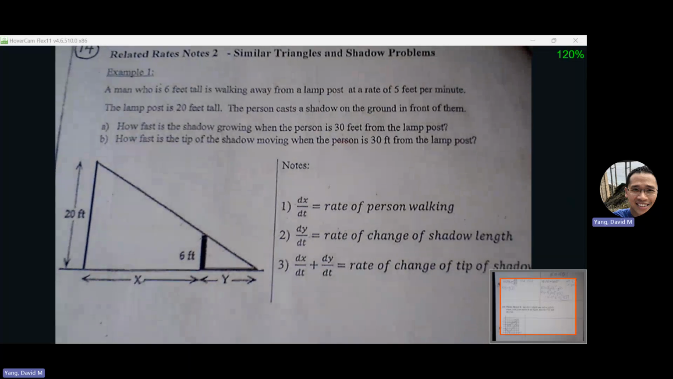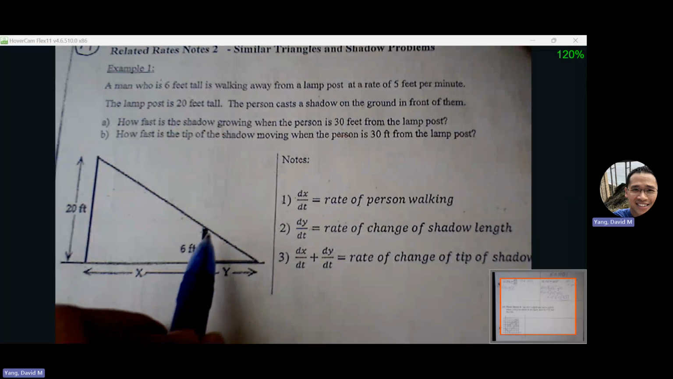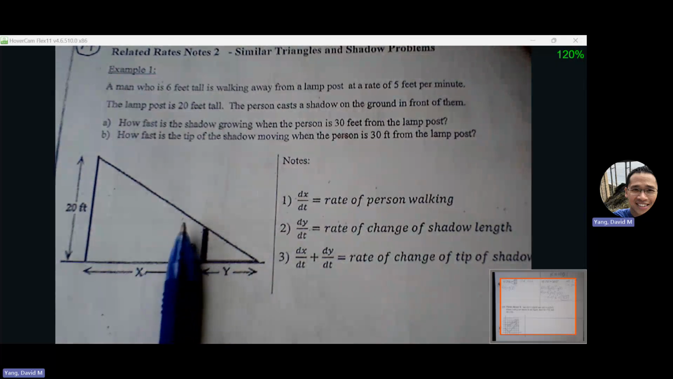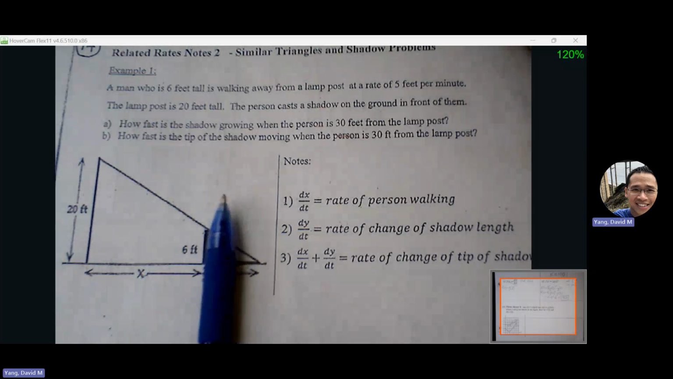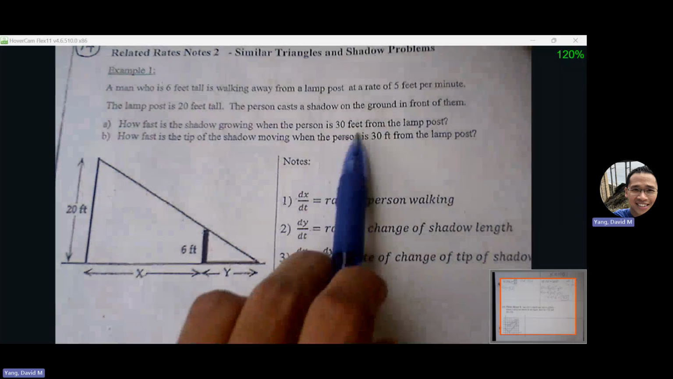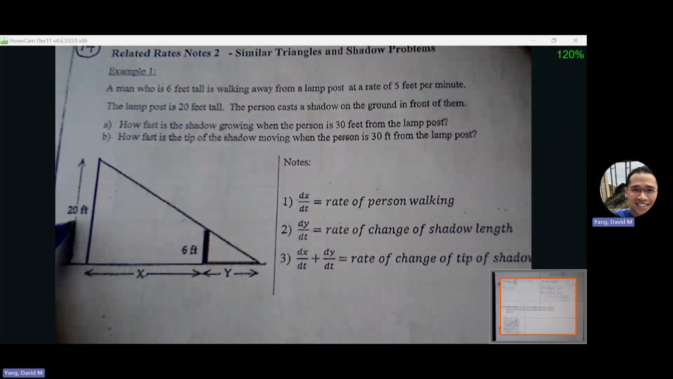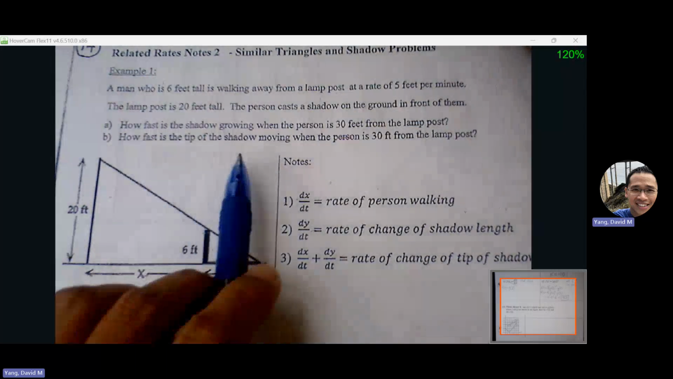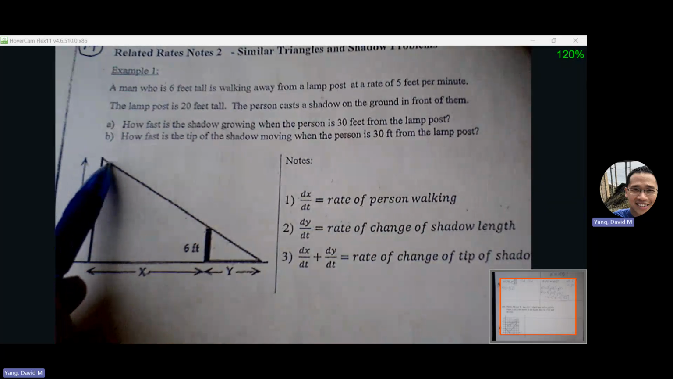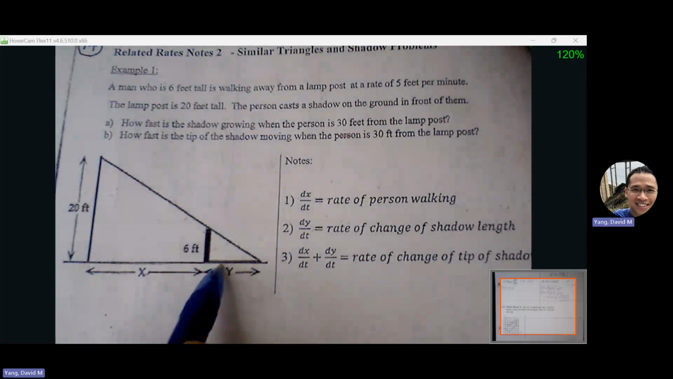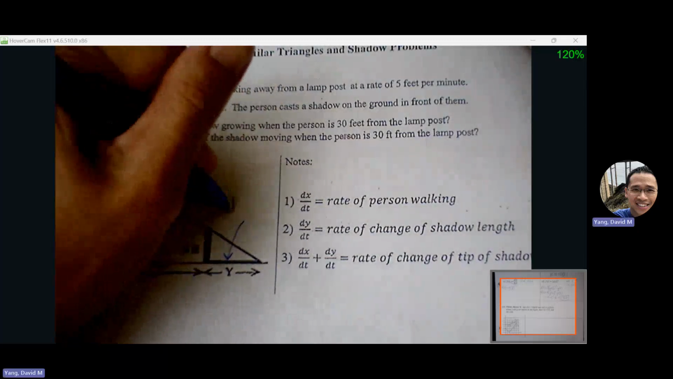So here's our diagram. It's always going to look like this. We have a man who is 6 feet tall walking away from a lamppost. This person is walking either towards the lamppost or away, but we know he is walking away at a rate of 5 feet per minute. The lamppost is 20 feet tall. So here's the lamppost. And the person casts a shadow on the ground in front of them. The light from the lamppost is going to cast the shadow on the ground. So y represents the length of the shadow. Okay, this is the length of the shadow.